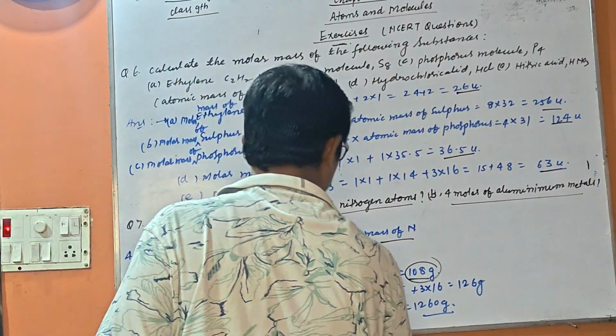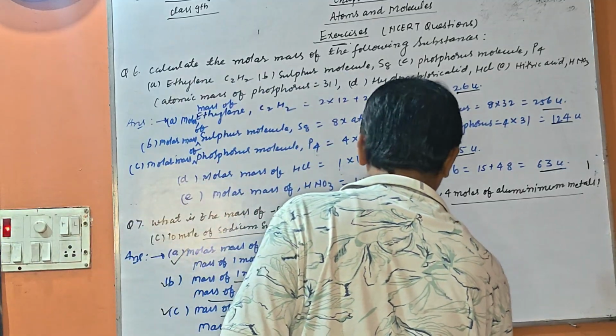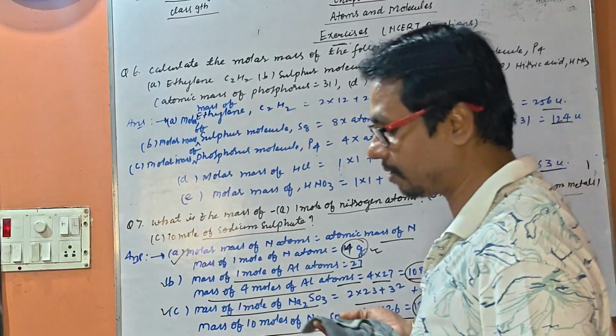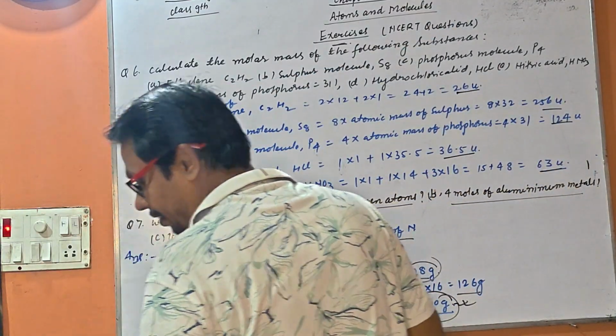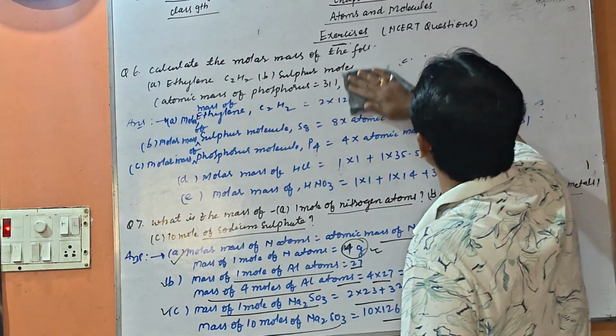Mass of 1 mole of Na2CO3 is equal to 126 gram. Mass of 10 moles of Na2CO3 is equal to 1260 gram. So this is the answer. So this is all about the answer of question number 7. Next, convert into mole, questions number 9, 10, 11 and 12.